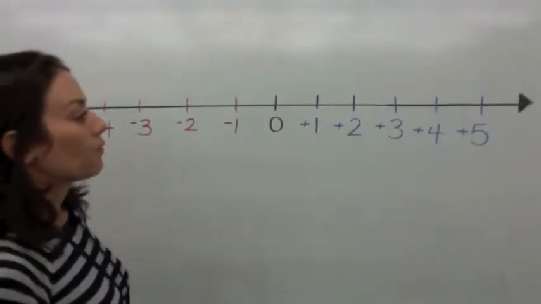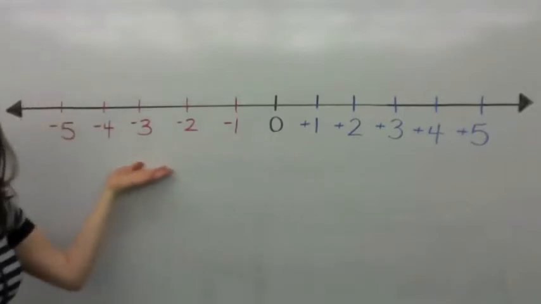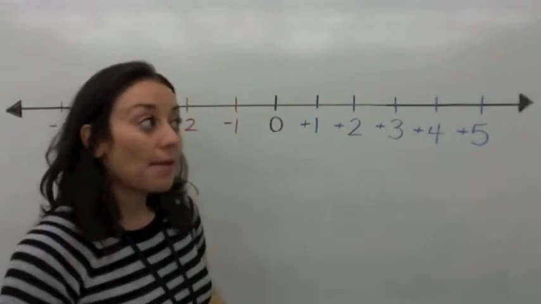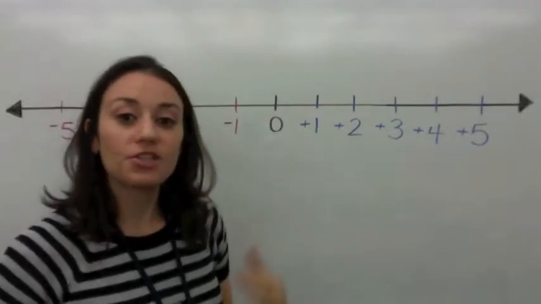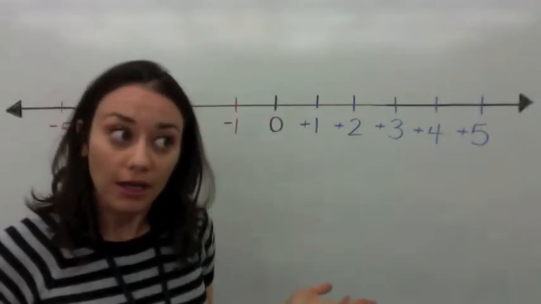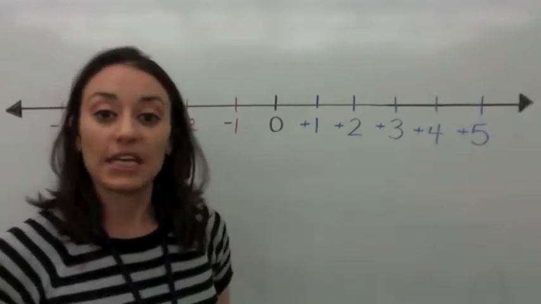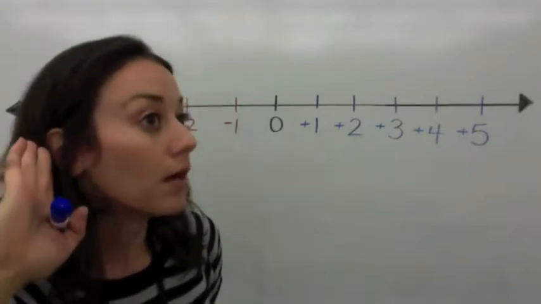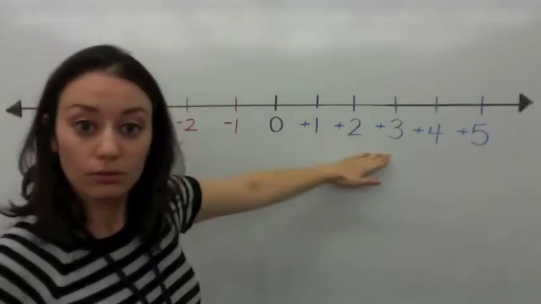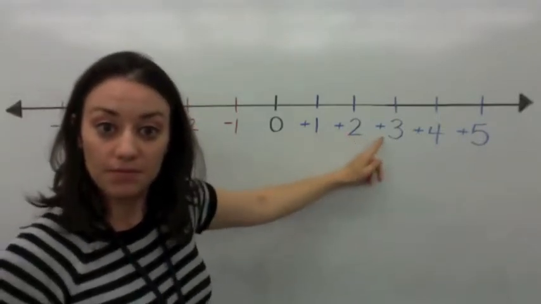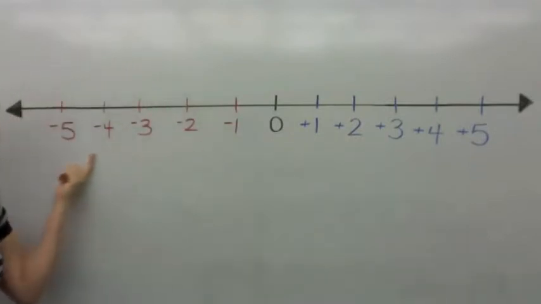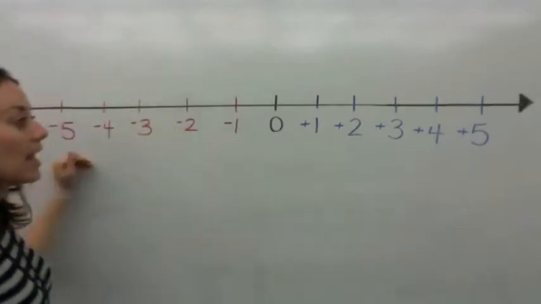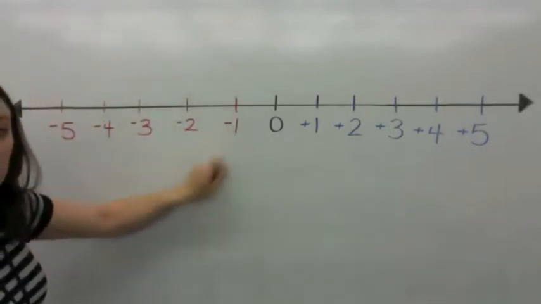This is called a number line. A number line is going to have integers on it. Integers can have positive numbers, which are blue, and there are little plus signs next to them. It can also have negative numbers. These are in red, and the negative symbol is like a subtraction sign.